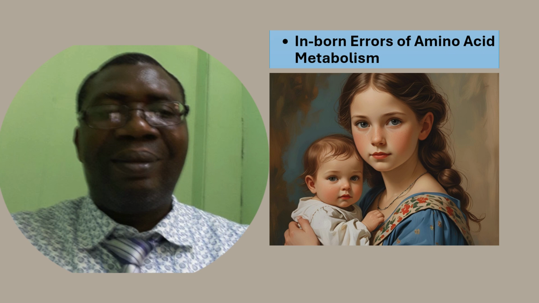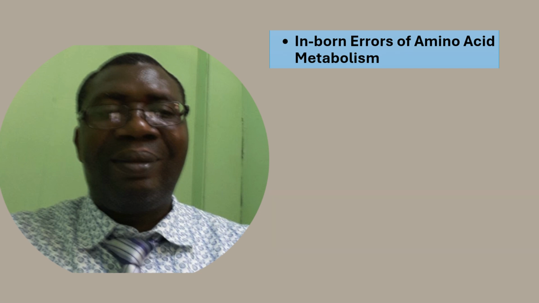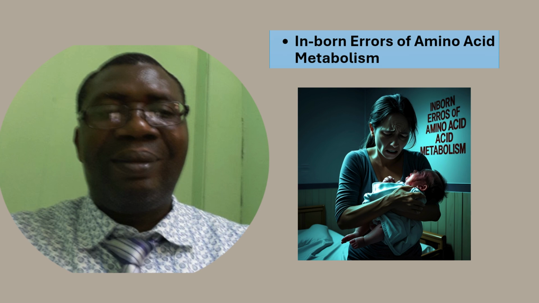Today, we're going to talk about inborn errors of amino acid metabolism. These are genetic disorders that affect the way our bodies process amino acids, the building blocks of proteins. From phenylketonuria to methylmalonic aciduria, we'll cover 8 disorders that every medical student should know. So, let's dive in.